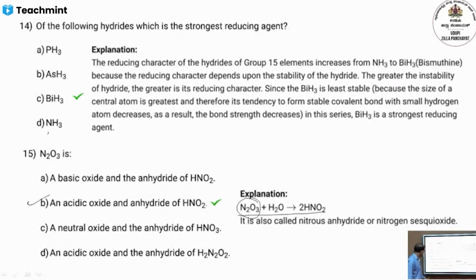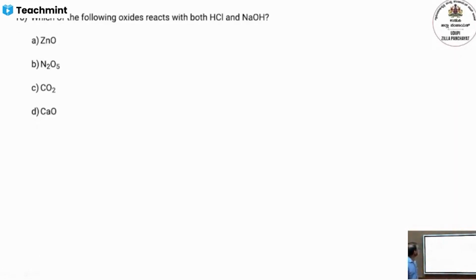The next one is, which of the following oxides react with both HCl and NaOH? To react with HCl, it should be a base. To react with a base, it should be an acidic one. So the oxide is basic as well as acidic. If it is basic, it reacts with HCl, or reaction with HCl illustrates the basic character. Reaction with NaOH explains the acidic character. That means it should be an amphoteric substance.